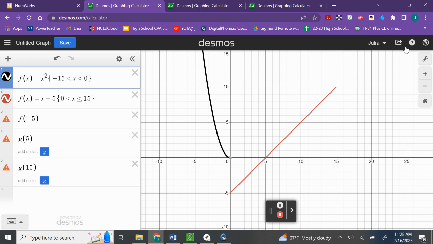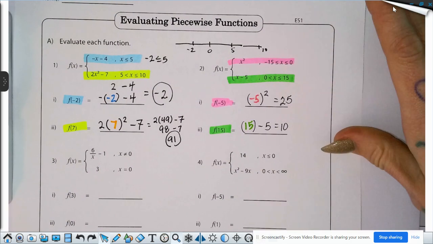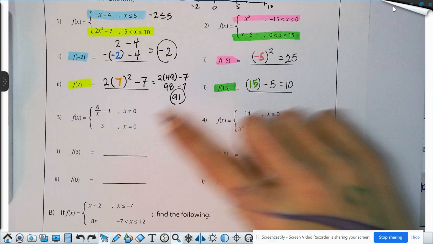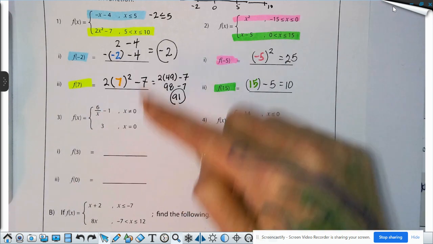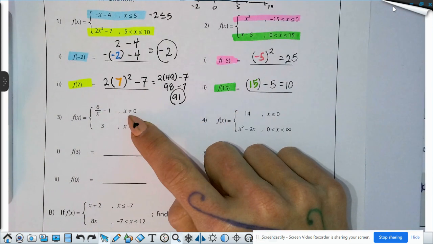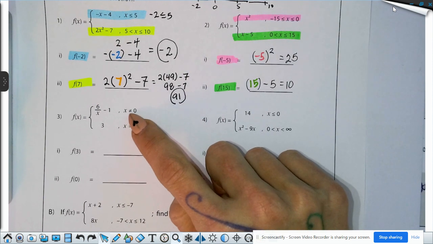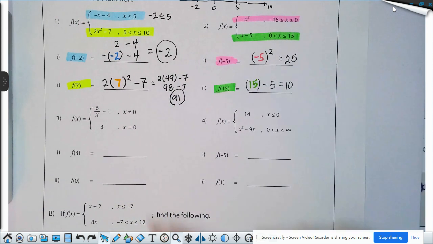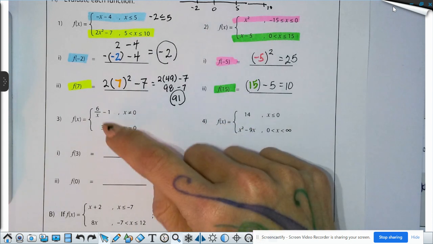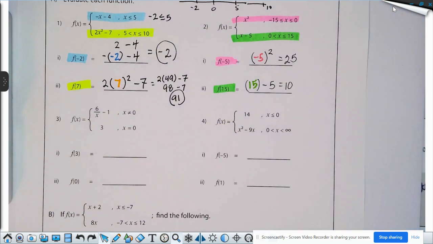All right, so moving right along, algebraically again. Number 3, 6 divided by x minus 1. The domain is when x is not 0. There is not a not-equal-to symbol in Desmos, so this is just when x is not 0, we're going to use this function. Then it says 3 when x is 0. So there's going to be a lot more times in this case that you're going to use your first function.